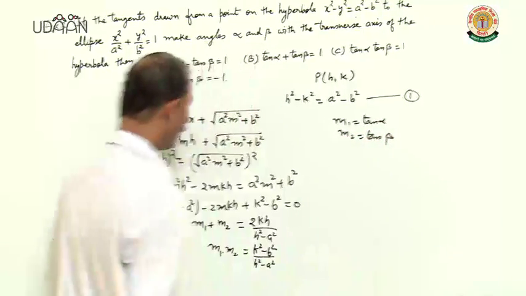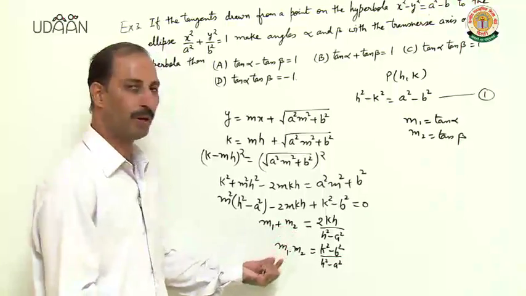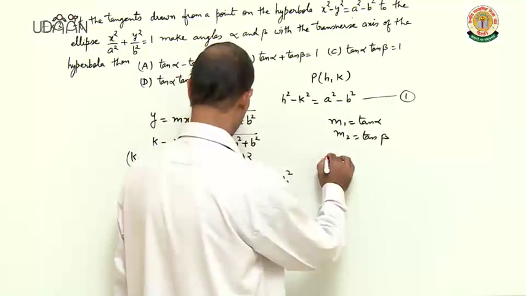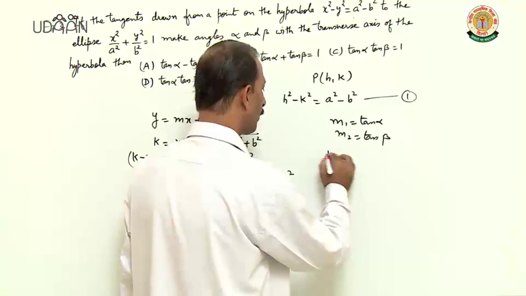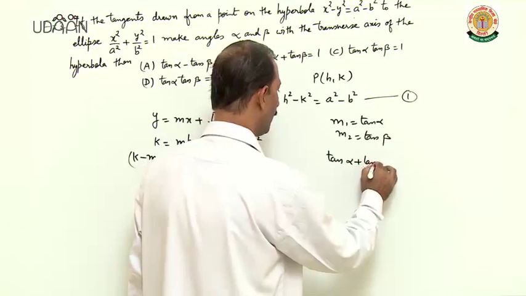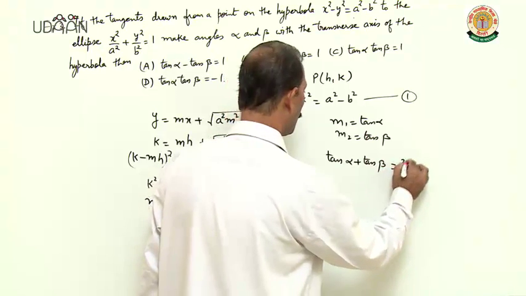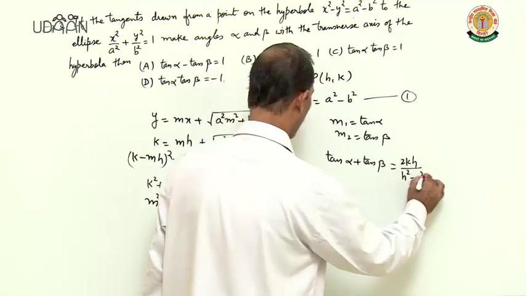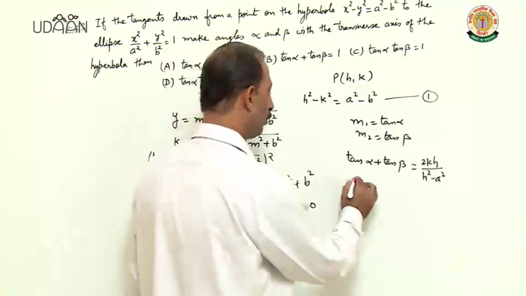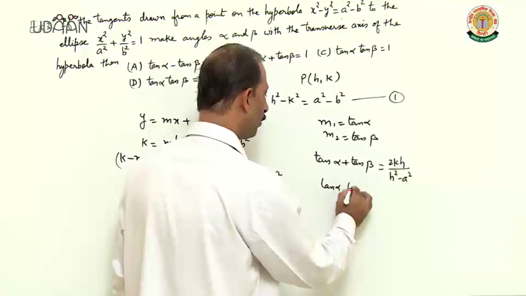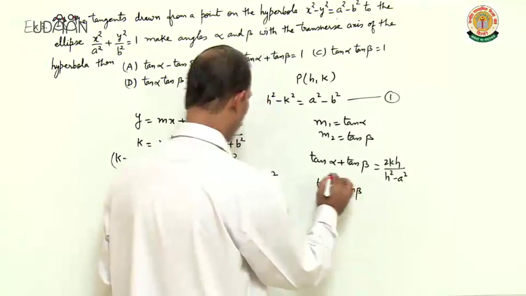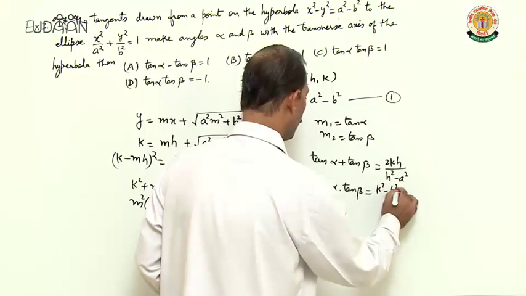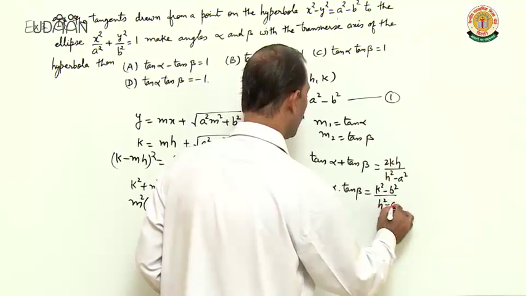If you substitute the values of tan alpha and tan beta in place of m1, m2, you will get m1 plus m2, it becomes tan alpha plus tan beta. Its value is 2kh upon (h square minus a square). And m1 into m2, it means tan alpha into tan beta. So its value becomes (k square minus b square) upon (h square minus a square).